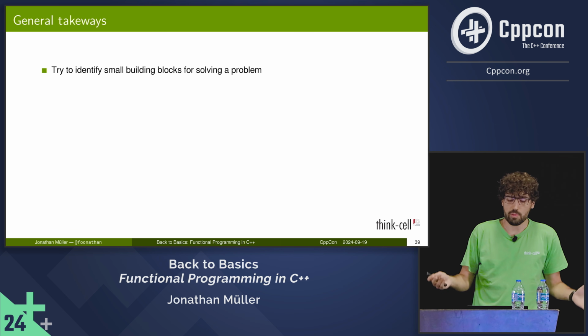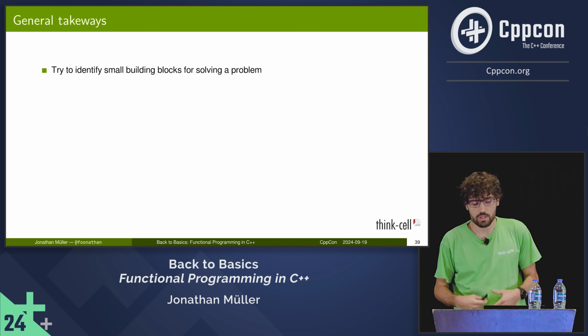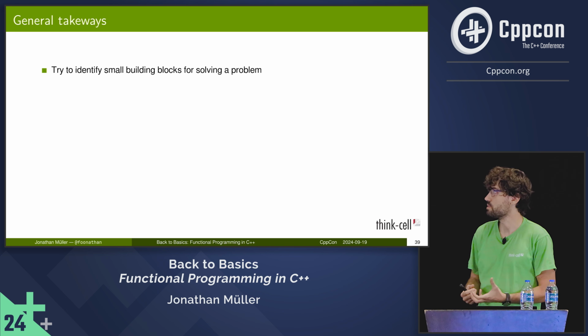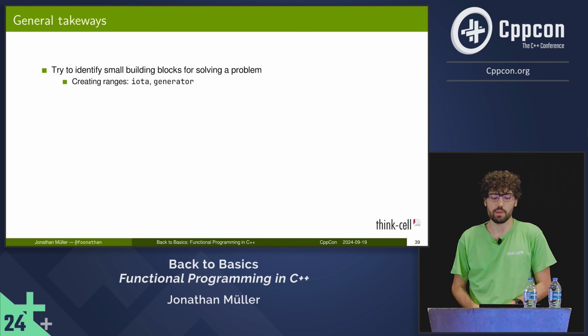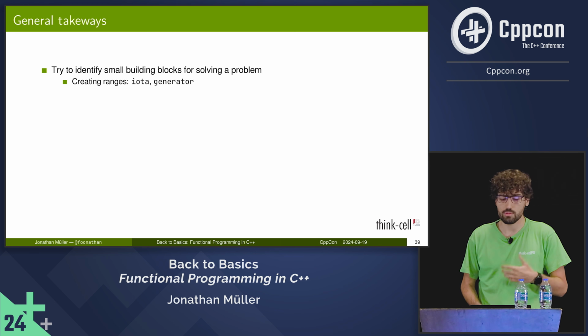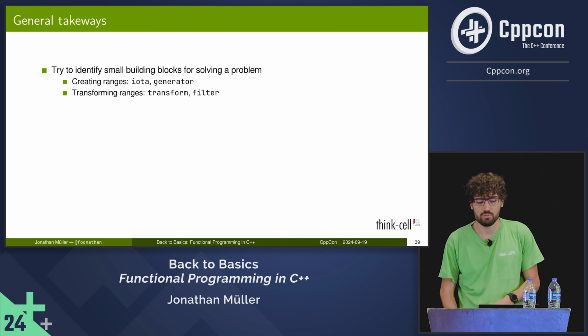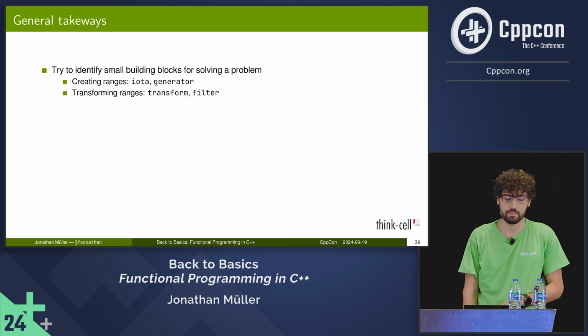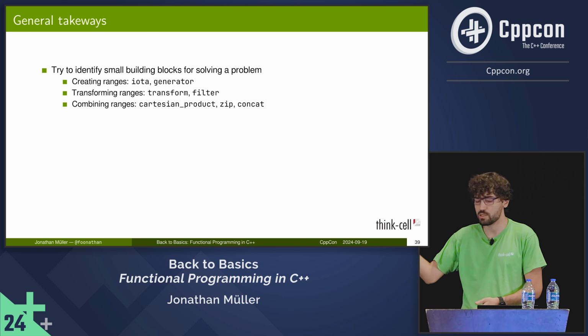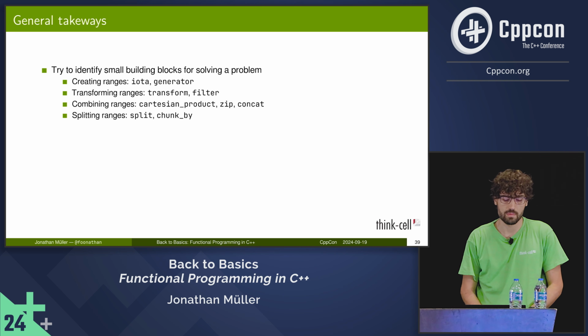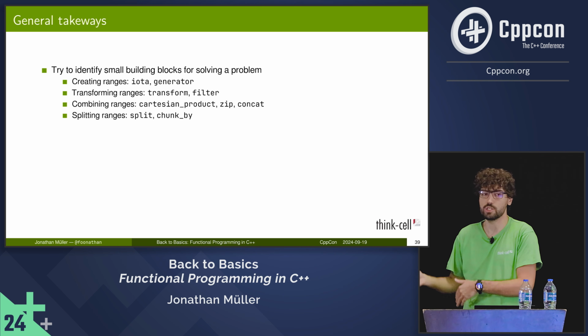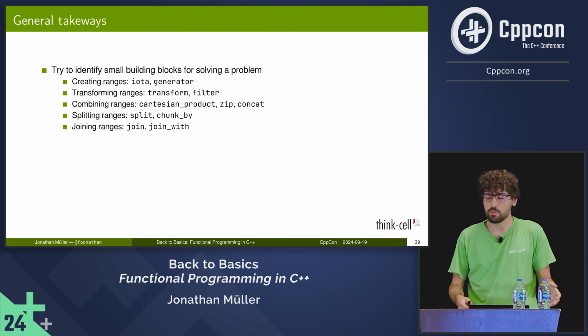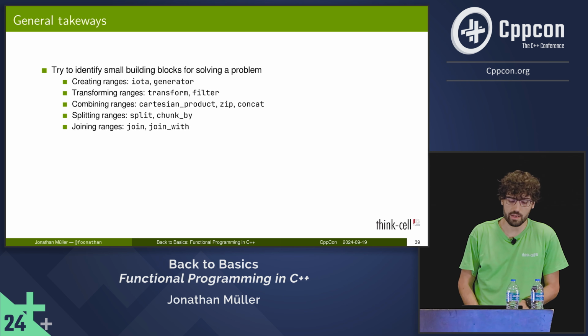So the general takeaways here are, you should try and identify the small building blocks to solve your problems, and then match those to the algorithms. If you want to create ranges, use iota and generator. If you want to transform a range, use transform and filter. If you want to combine ranges, use Cartesian product, zip, concat. To split ranges, we can use split or chunk by. To join ranges, we can use join to put them back together.